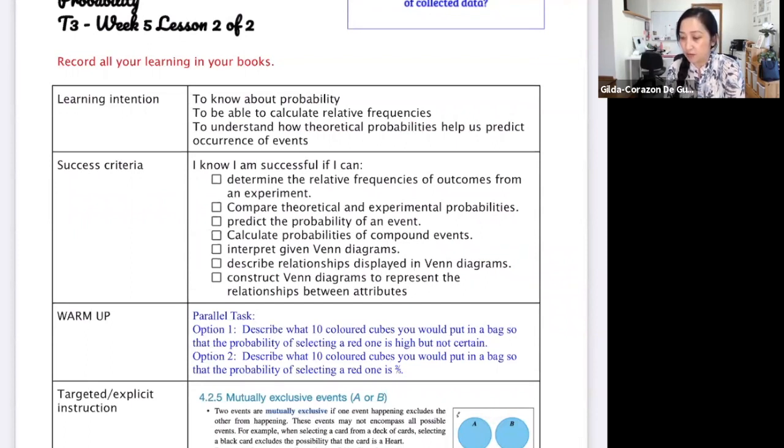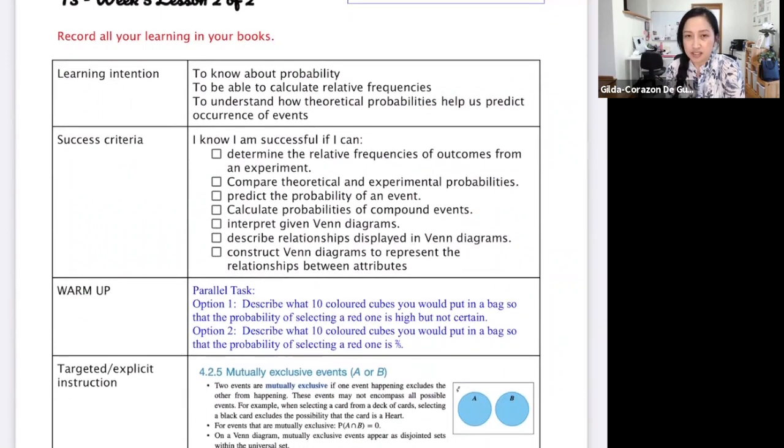Okay, and these are our success criteria. This is from the same section of your textbook. As I told you last time, it's quite a long one, and that's why I've separated them into two. It works out well anyway, because last time we talked about two-way tables, and this time it would be another display, which we introduced last lesson anyway, the Venn diagram, right?